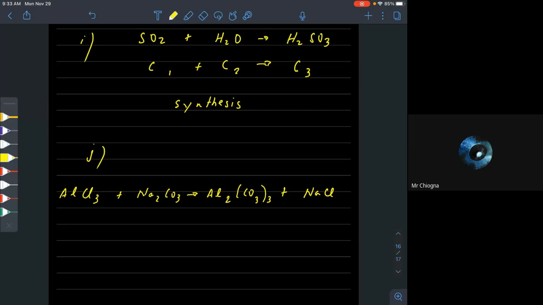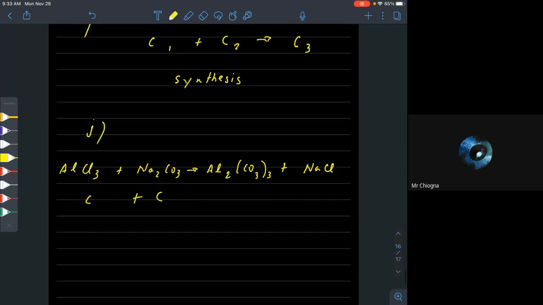Okay, so what type of reaction is it? Compound plus compound. That is your basic pattern. That should remind you what it is. Compound plus compound. Double replacement. That's usually enough. You want to check it?